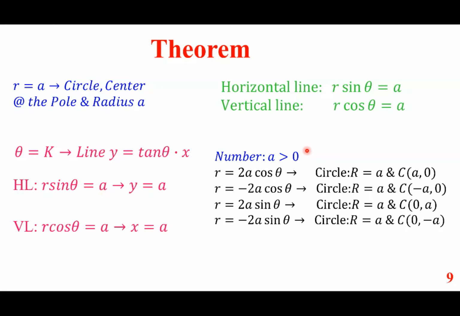And perhaps we should represent normally this one with B, so we can change that. And when number A is larger than 0, r equals plus minus 2A cosine theta, or r equals plus minus 2A sine theta, all of them are circles. If it involves cosine, then the center is along the y-axis. If it involves sine, along the x-axis accordingly.